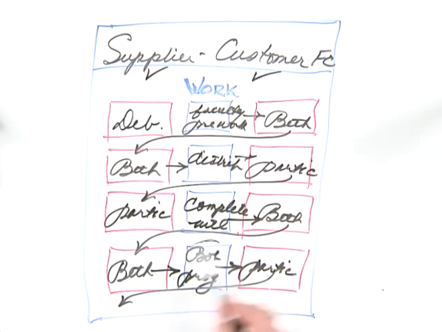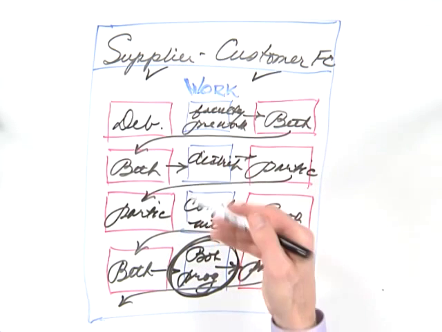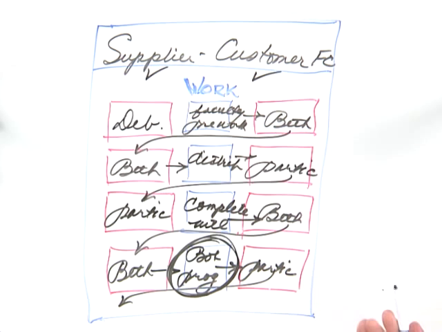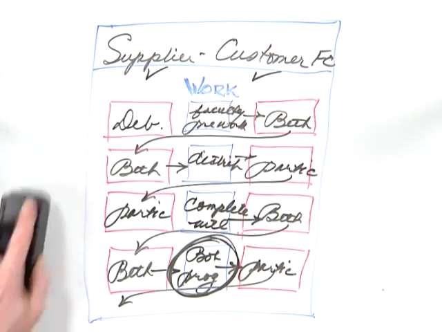All too often people get enamored with what they do, and they forget about what comes before, who relies on me, and what comes after, who do I pass the work on to. So the customer-supplier flowchart is a very handy way to start thinking about the system and all the handoffs in the system.